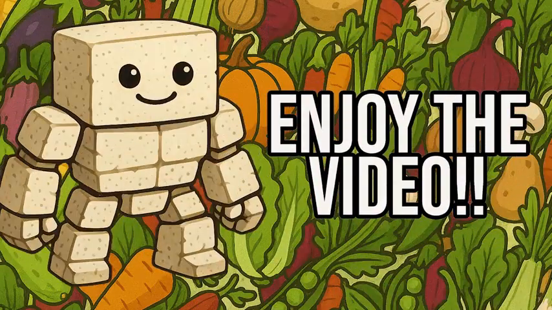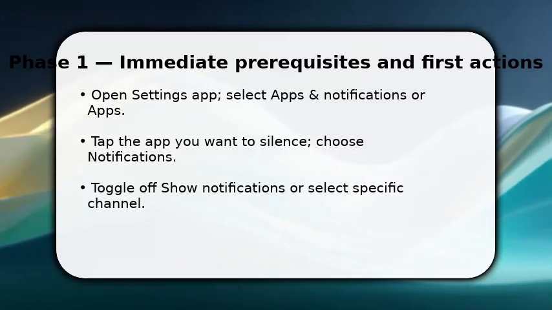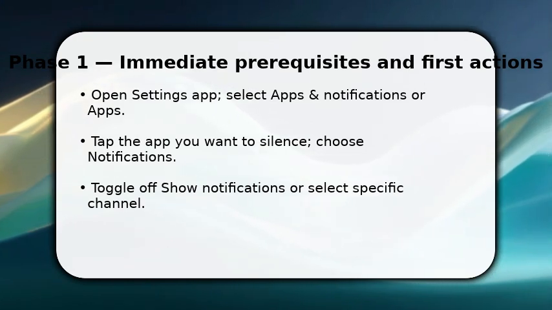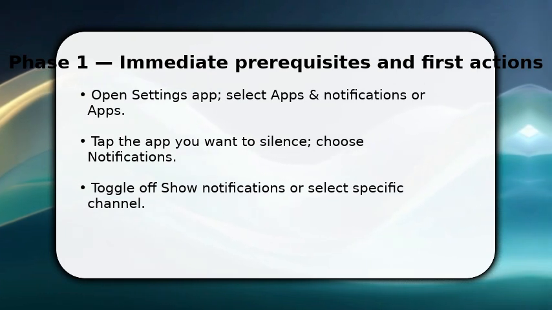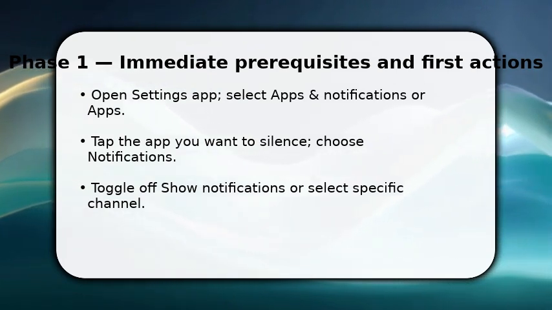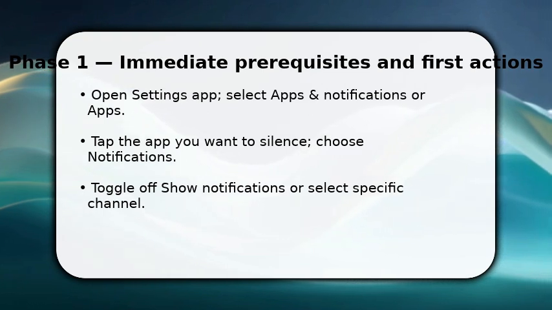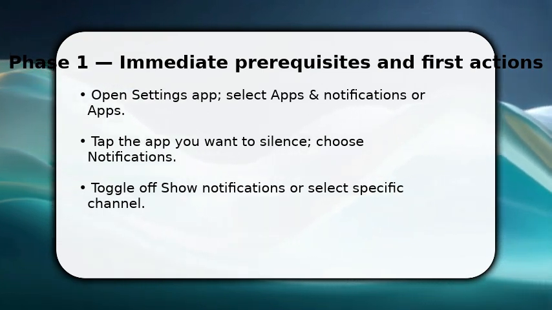Please enjoy the video. You start inside Settings because this is where control lives. Open Settings, then tap Apps and Notifications or Apps depending on your phone. Once there, find and tap the specific app you want to hide notifications for. This targets only that app.